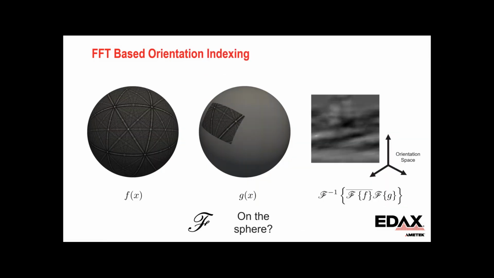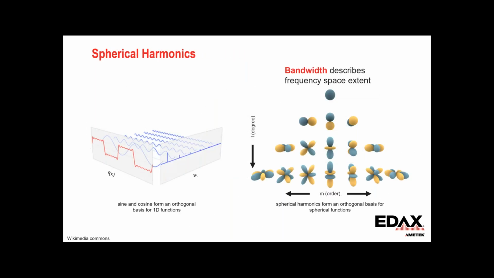So the question is, is there an analog to that, but instead of in 2D, on the sphere? Is there something equivalent to the Fourier transform on the sphere? And then instead of having this grid in our cropped image origin, we can have a grid in orientation space. And the answer is yes. It's called a spherical harmonic transform.